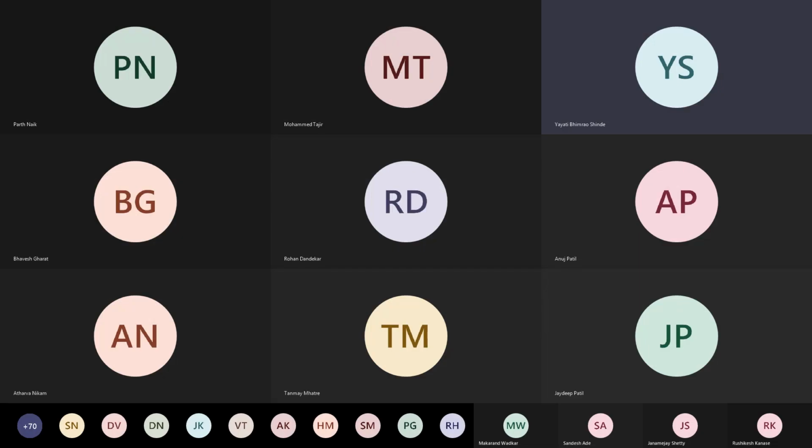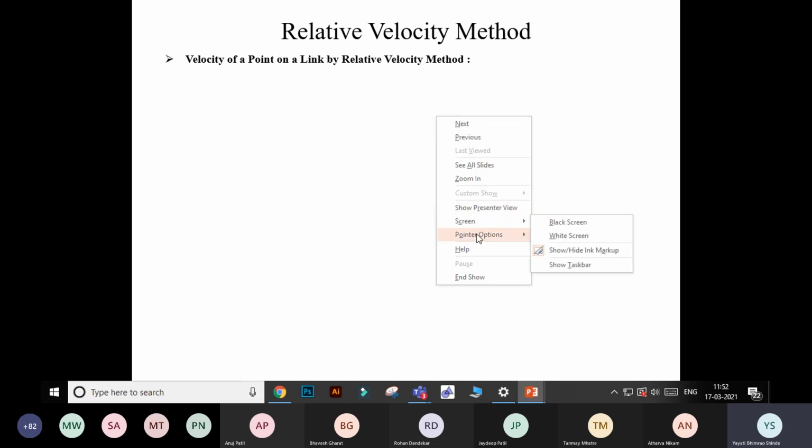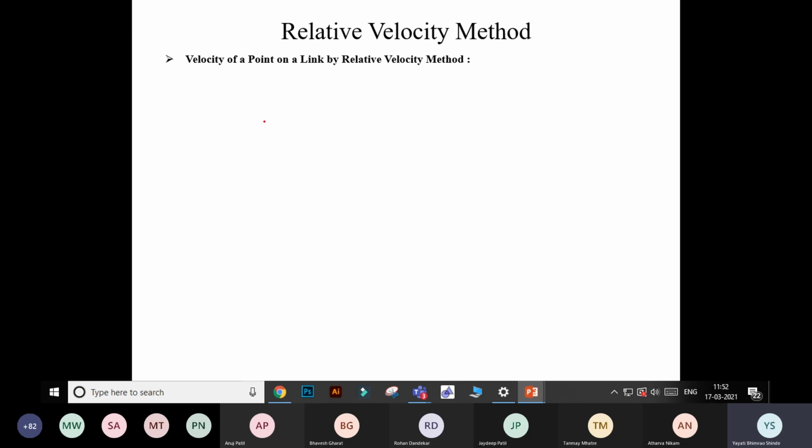Velocity of a point on a link by the relative velocity method. Okay, now I have to find out the velocity of a point on a link by the relative velocity method. I will repeat here. Now this is the rigid link AB.